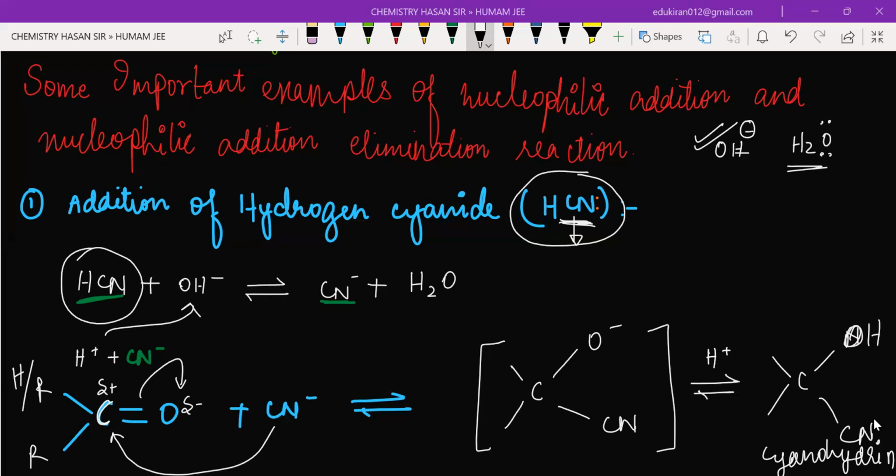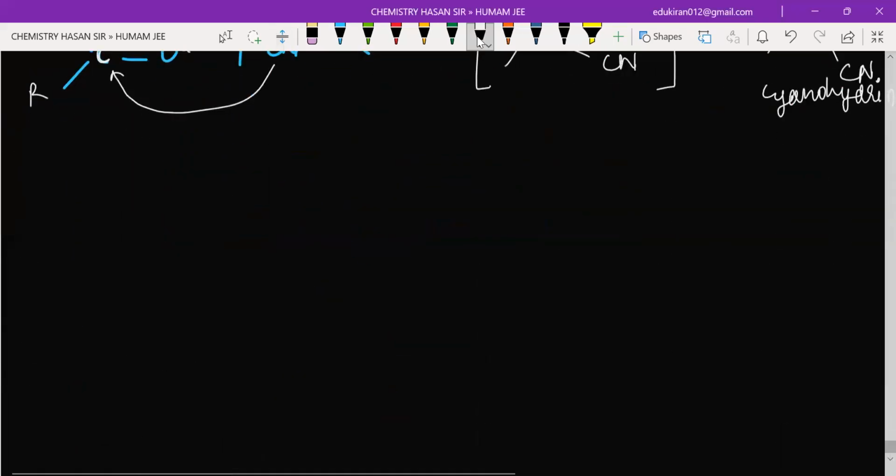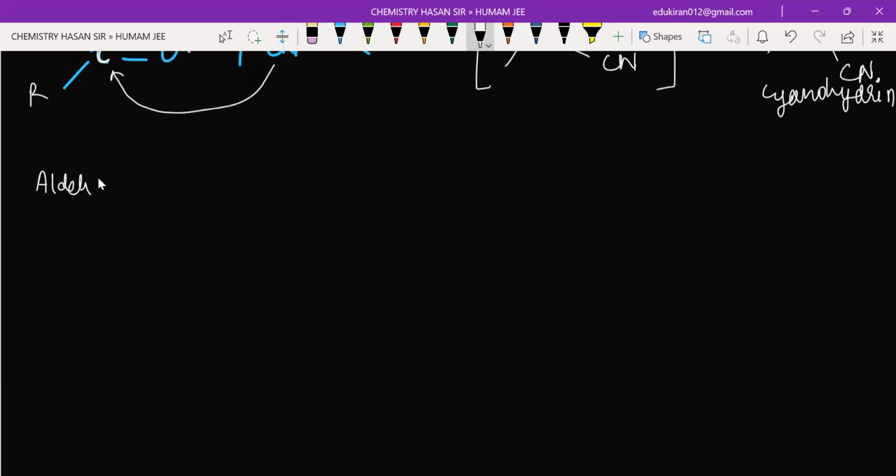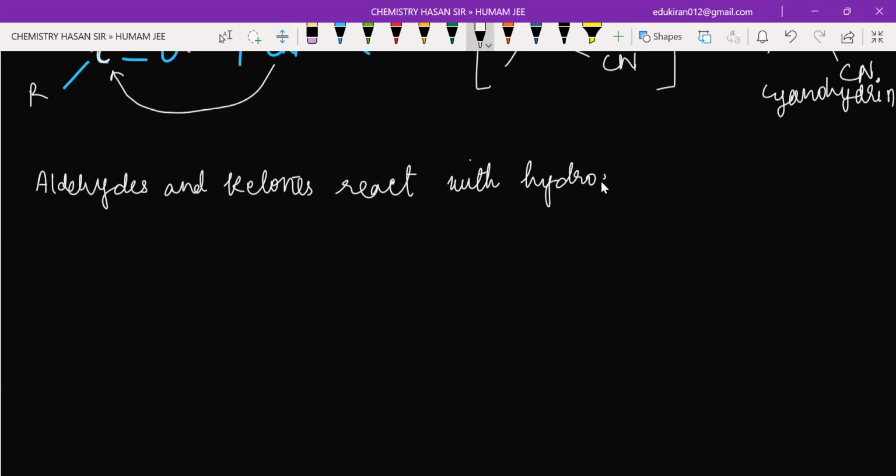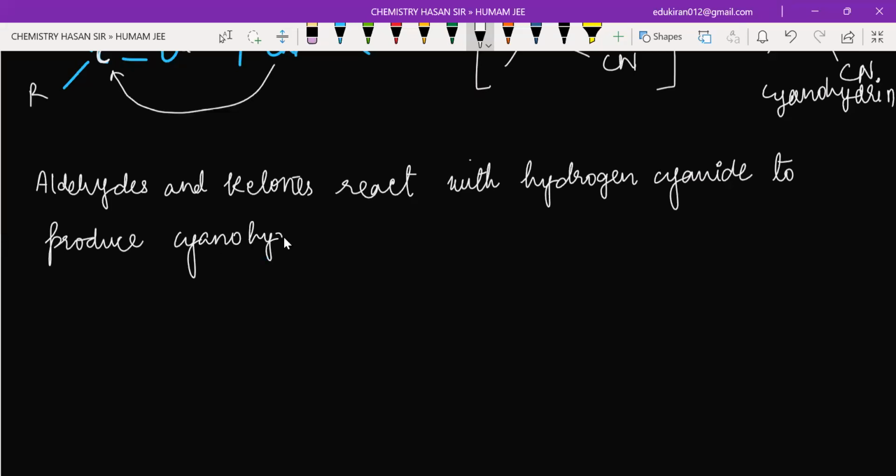Very good. So I'm going to write a point about this. That is very simple. Aldehydes and ketones react with hydrogen cyanide to form, or to produce, cyanohydrins.